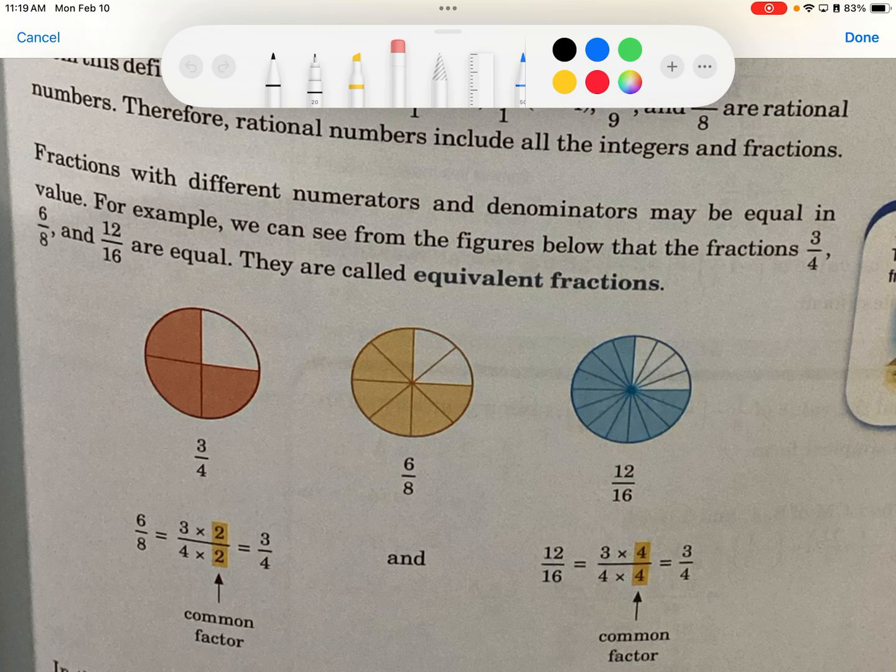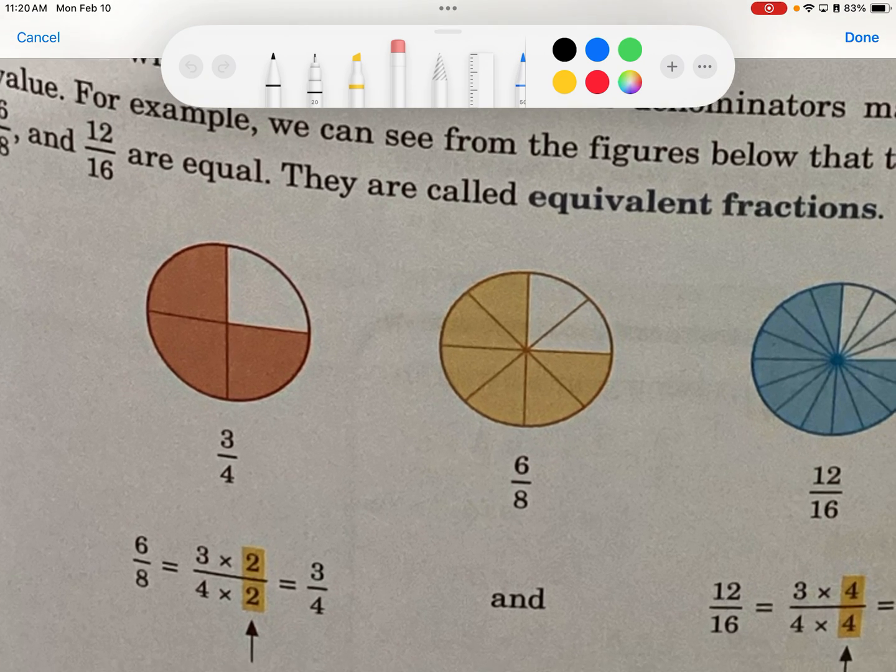Fractions with different numerators and denominators. Numerator is the top. And denominators may be equal in value. For example, we can see from the figures below that the fractions 3/4, 6/8, and 12/16 are equal. They are called equivalent fractions.